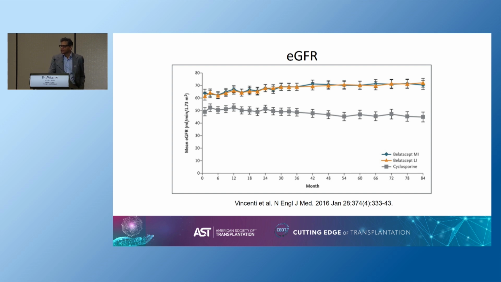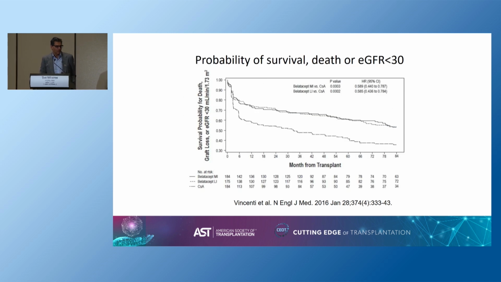Now, some people have pointed out that it's implausible that GFR would increase over time in the belatacept treated groups, and they wonder about hyperfiltration. And of course, as I showed you on the previous slide, proteinuria wasn't measured. I think that is an important issue, but I would say irrespective of mechanism, this is an impressive difference in kidney function. We'll come back to GFR more.